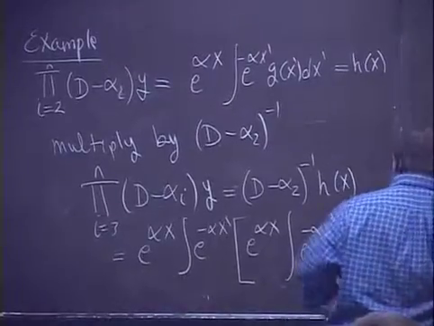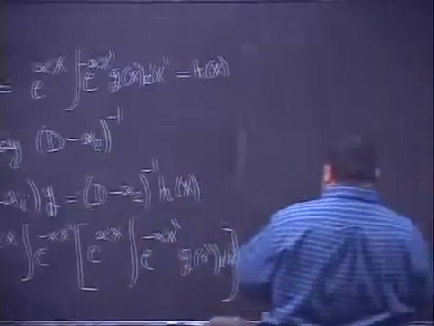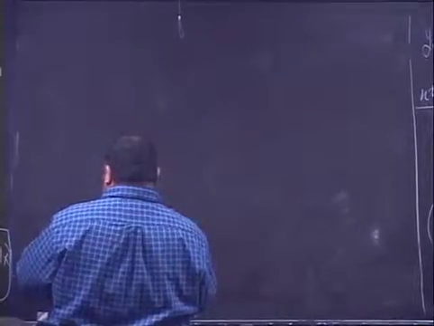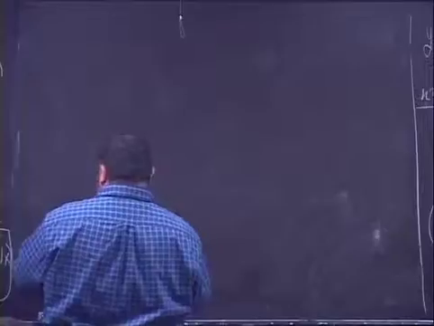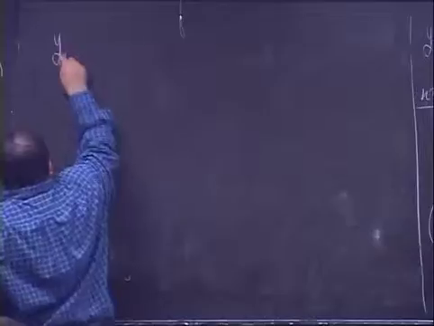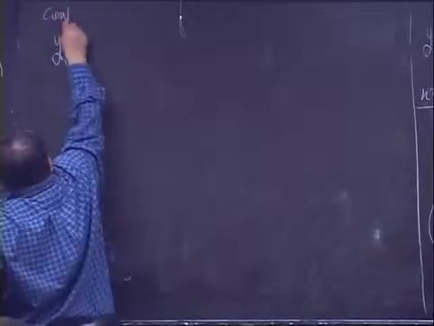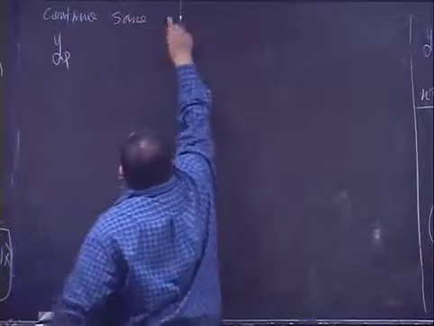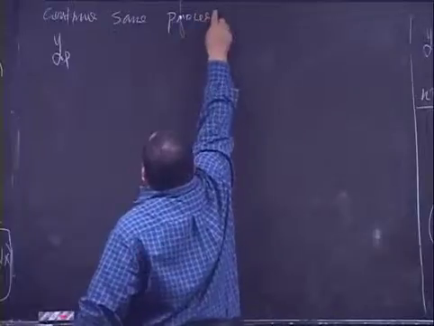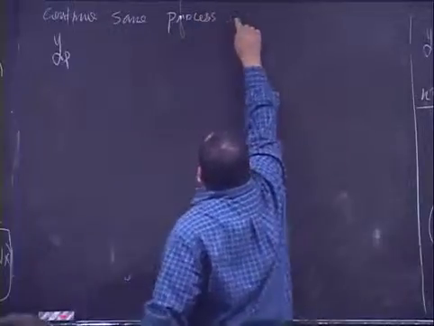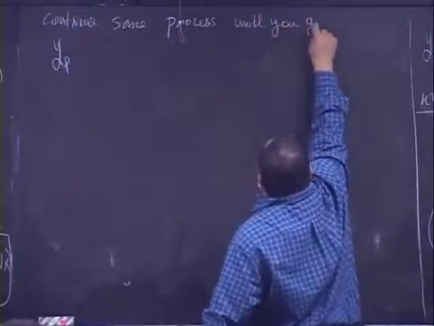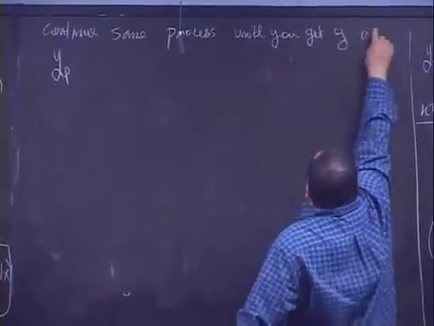So after you do this n times and you get rid of these, you continue in this fashion. So y particular: continue the same process until you get y alone.